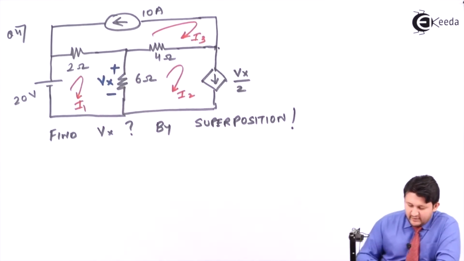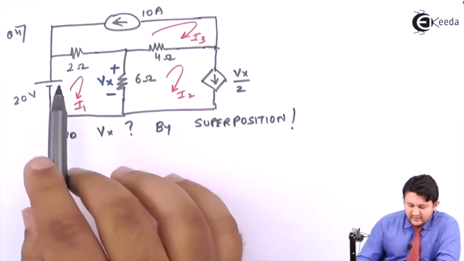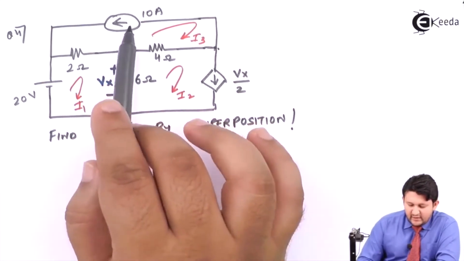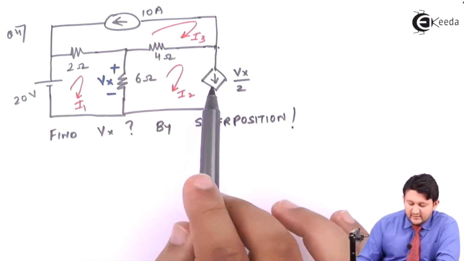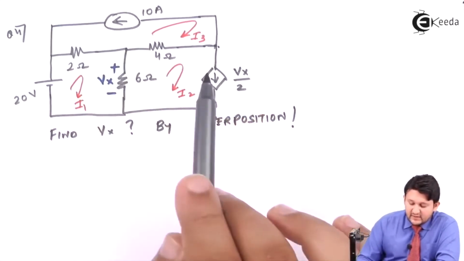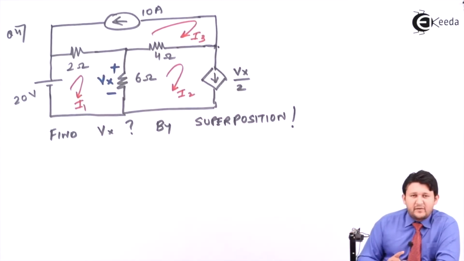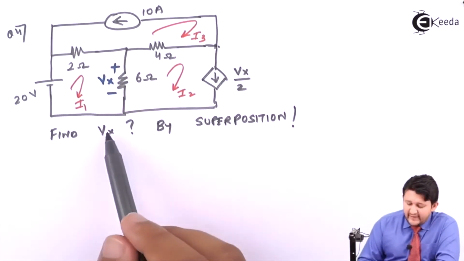If you observe this network, you have 3 sources. This is your dependent source. This is your dependent source. This is your independent source. This is your independent source. This is your dependent source. Because superposition says we consider only the independent sources while solving, this clearly says you have 2 independent sources. So you need to solve 2 cases, and ultimately I need to find Vx.